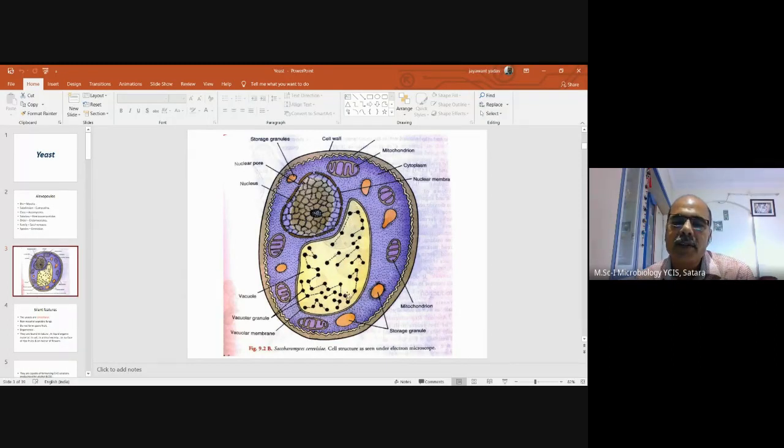Say for example, this is a vacuole. In this vacuole, vacuolar granules are there. This is the vacuolar membrane.